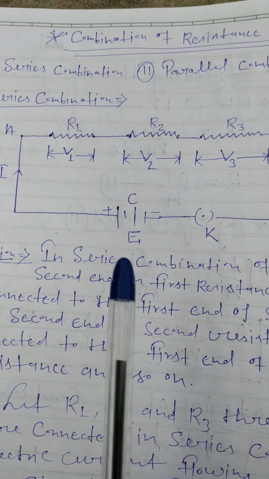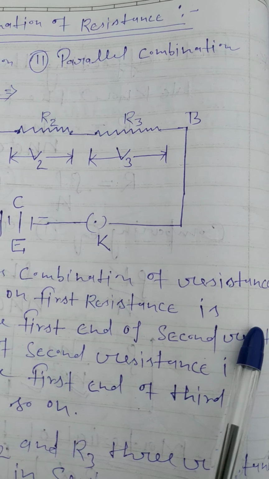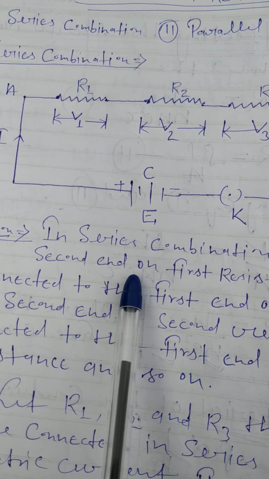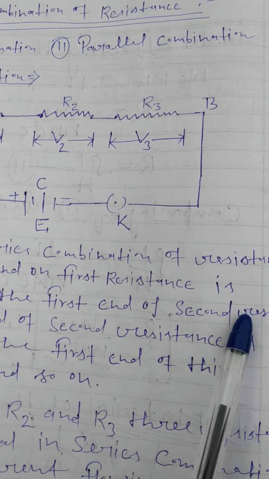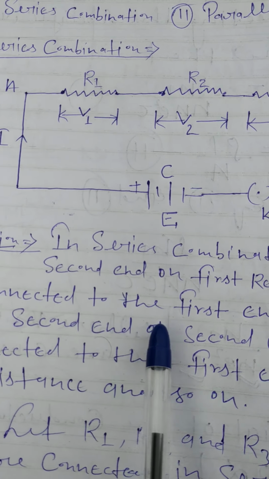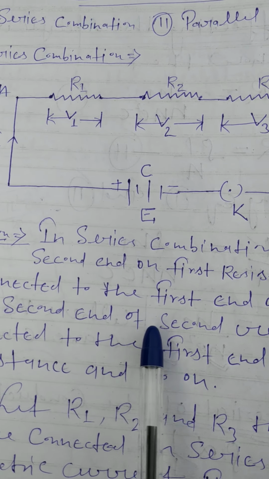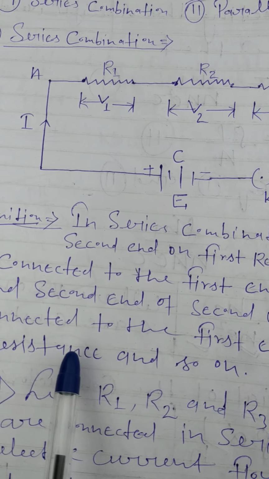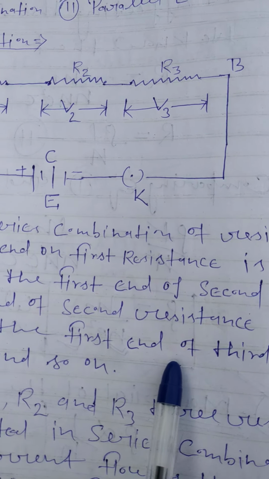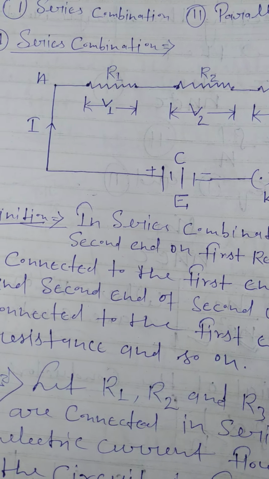Definition: in series combination of resistance, second end of first resistance is connected to the first end of second resistance, and second end of second resistance is connected to the first end of third resistance, and so on.